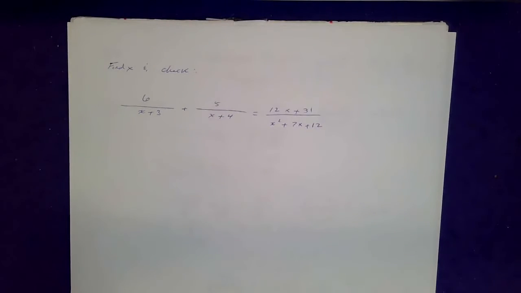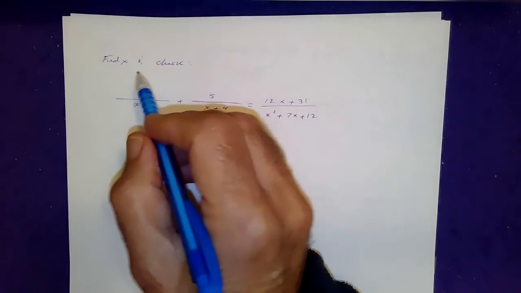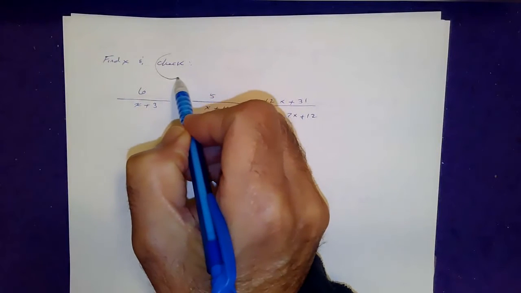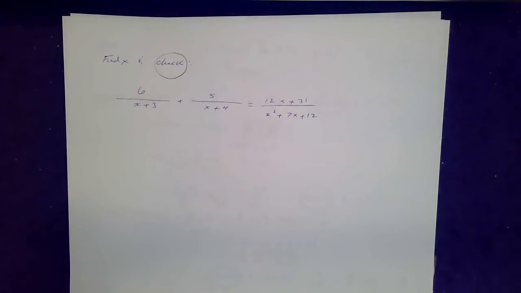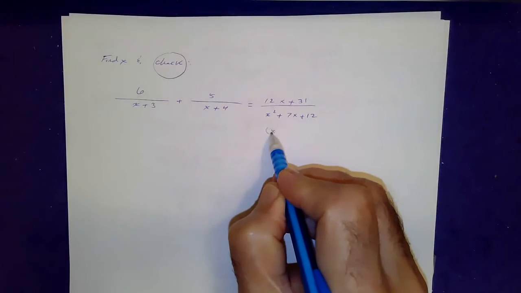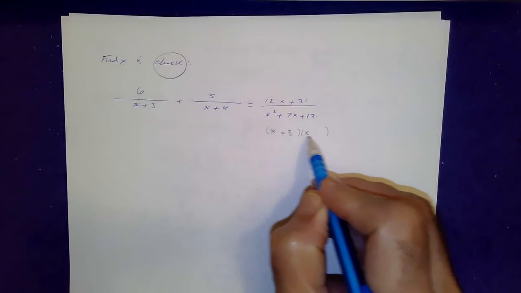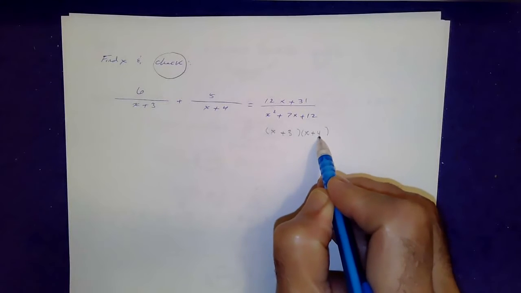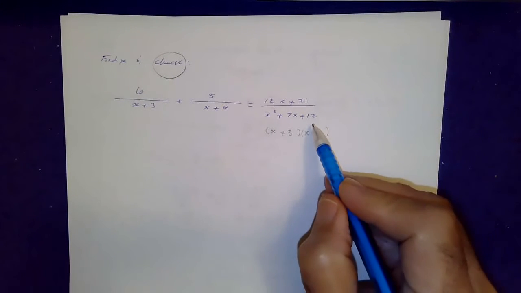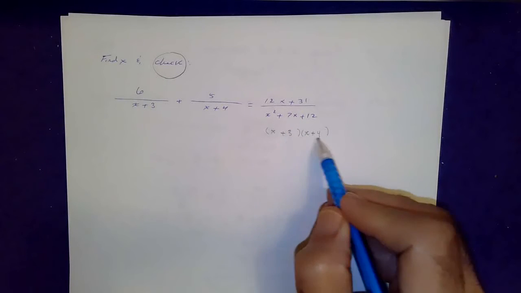The next problem is this guy right here. It's a little bit more involved. Once again, find x and check. Okay. First thing first, I need to factor this. Okay, that's one of those easy factors, which is x plus 3, x plus 4. Why is that? Two numbers, they multiply to 12, they add up to 7, it has to be 3 and 4.